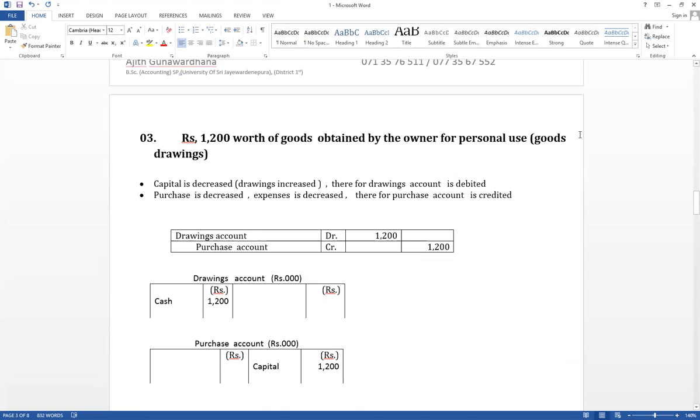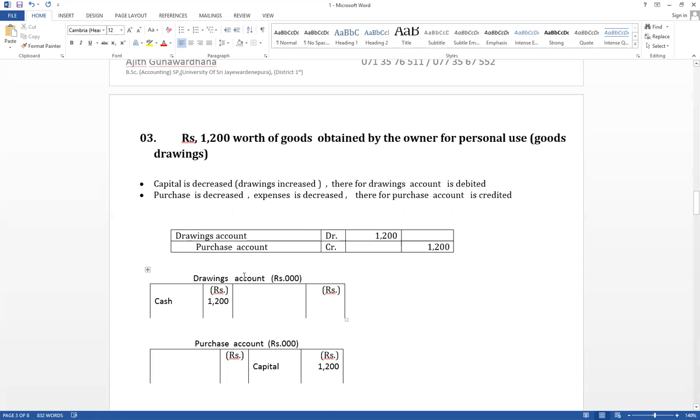It is not effect for cash. Now think about goods drawings. Drawings part of capital. As a result of drawings, capital decrease. If capital decrease, drawings account should be debit. And goods drawings not effect for cash, it is effect for purchase. As a result of goods drawings, purchase decrease, expense decrease. Therefore, purchase account credit. If expense decrease, should be record credit side. Therefore, purchase account credit, drawings account debit. This is the way you have to record stock drawings.